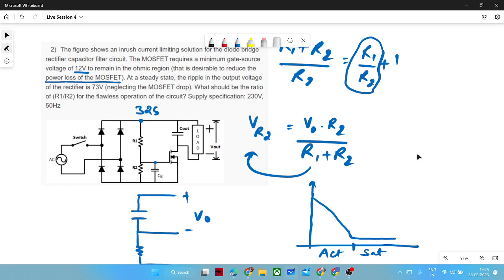Yeah, you can say ripple in the output voltage of the rectifier is 73 volt. So yeah, you are ensuring it for the maximum value, so it should not be relevant in that case. So you see this and you apply all the cases you have in your mind and come out with the accurate answer.